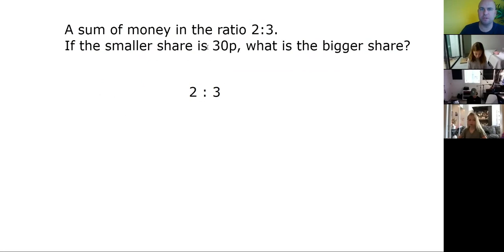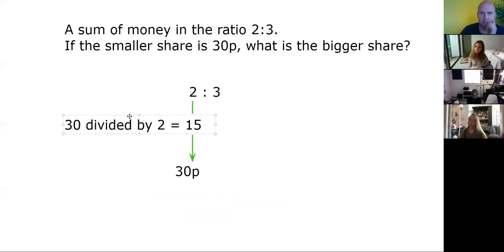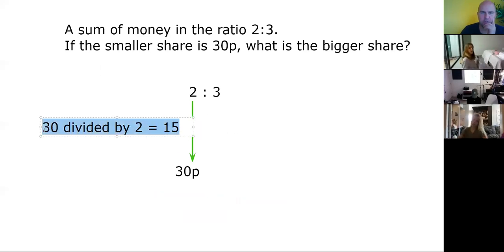Well, if the smaller share is 30p, so let me just draw that arrow that I had before. So this is worth 30p. 30p times 3. So then we've got to work back from here. So we've got to do 30p divide by 2. 30p divided by 2 is, Kira, 30 divided by 2? 15. All right, so on this side, that's the calculation that we've done. We've done 30 divided by 2.